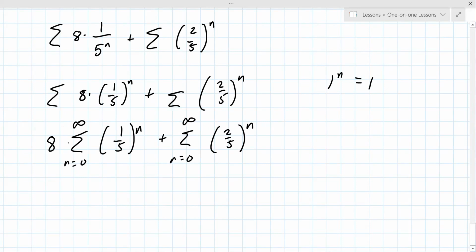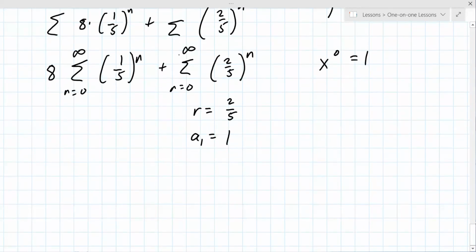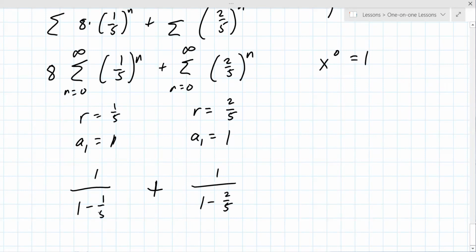So for this first one, let's actually do the one on the right because it doesn't have a coefficient. The one on the right, your r is 2/5. What is your a1? You're putting 0 into this. Anything to the 0 power is 1. So your a1 is 1. So the sum on the right here is 1 over 1 minus 2/5. Okay. So we'll come back to that. On the left here, your r is 1/5, and your a1 is 1 for the same reason. Anything to 0 power is 1. So it's 1 over 1 minus 1/5, but you got this times 8 over here to bring down.